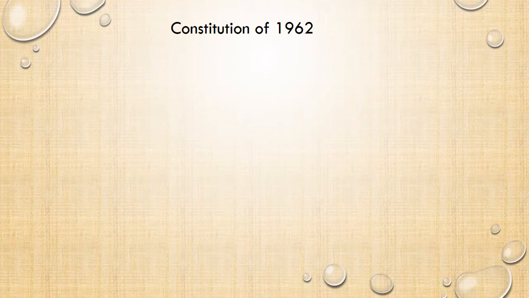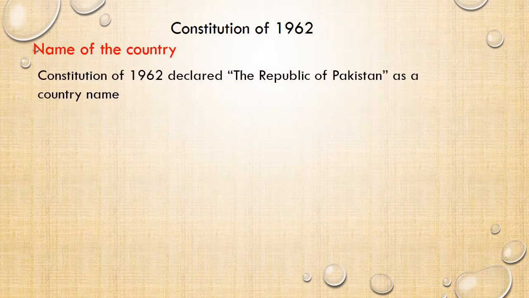Moving towards the next point, which is the name of the country. The Constitution of 1962 declared the Republic of Pakistan as the country's name. But in the Constitution of 1956, the name of the country was the Islamic Republic of Pakistan. In this constitution, Ayub Khan changed the name to Republic of Pakistan. People didn't accept it. They protested. And again in the Constitution of 1973, the name of the country was the Islamic Republic of Pakistan.